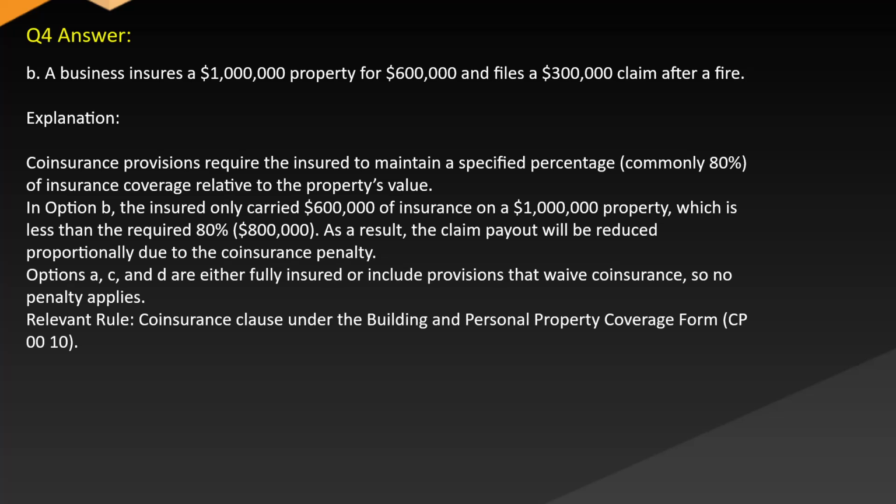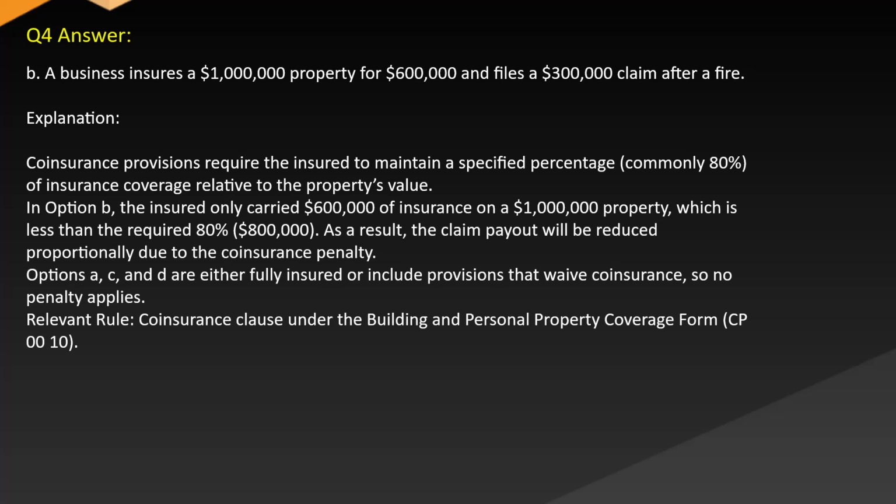Answer: B. A business insures a $1 million property for $600,000 and files a $300,000 claim after a fire. Explanation: Coinsurance provisions require the insured to maintain a specified percentage, commonly 80%, of insurance coverage relative to the property's value. In option B, the insured only carried $600,000 of insurance on a $1 million property, which is less than the required 80%, $800,000. As a result, the claim payout will be reduced proportionally due to the coinsurance penalty.